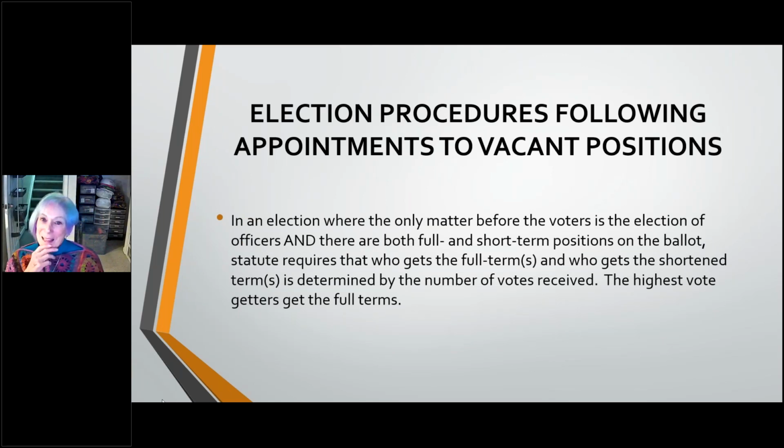By law, the way you determine who gets the full term and who gets the shortened term is by the number of votes each person receives. So technically, in a black and white world, if you have both full and shortened term positions on the ballot, you cannot cancel the election. However, I always suggest an idea which you really need to discuss with your attorney. And here is my idea. And this is from the practical sense.